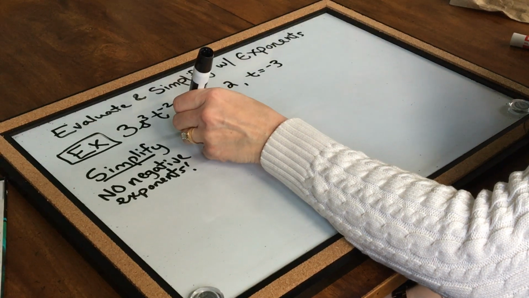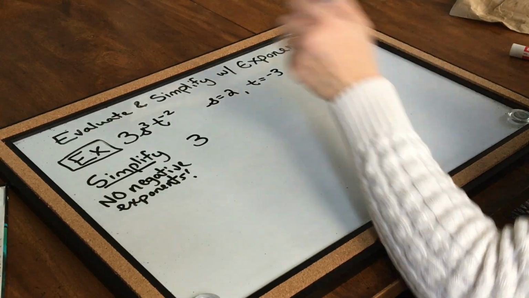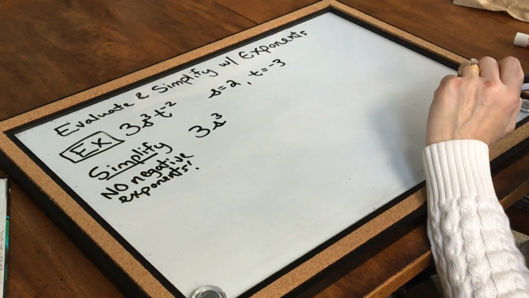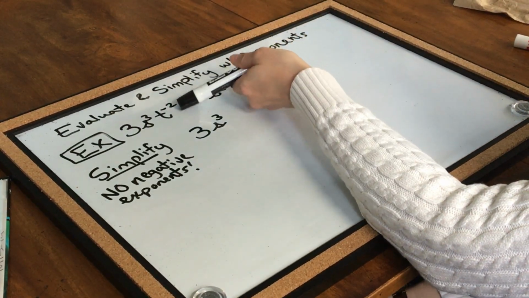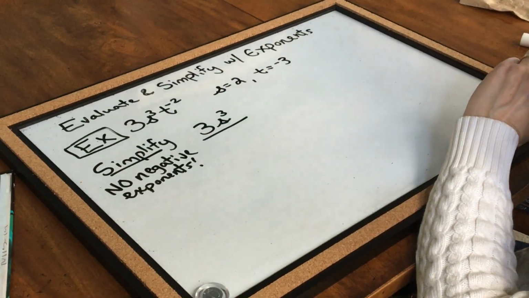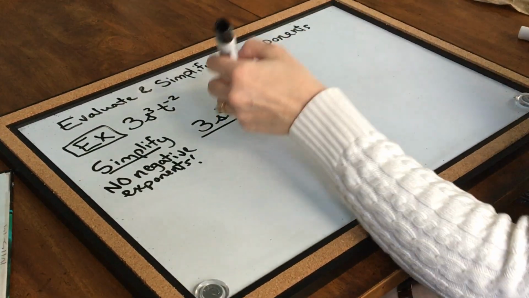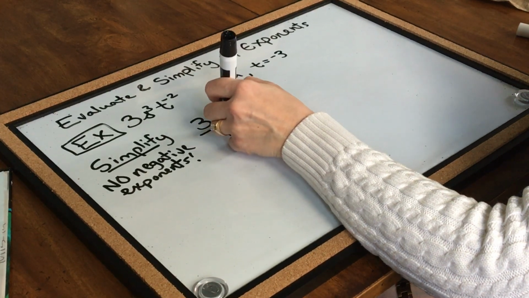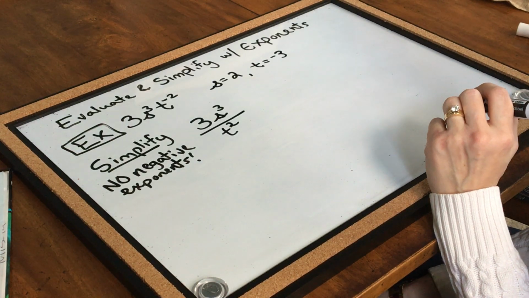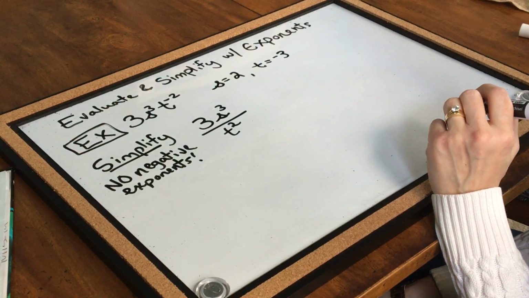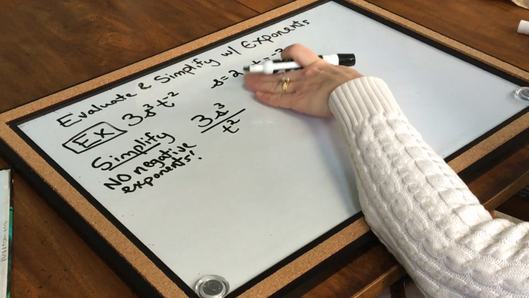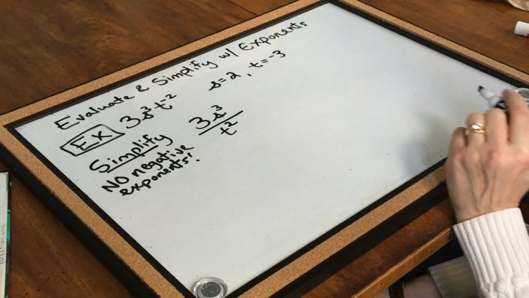My 3 is fine as it is. My s to the third, well, that's a positive exponent, so no worries. I can leave that how it is. But my t to the negative 2, that is a negative exponent. So I need to kick it to the basement. Once it goes into the basement, or the denominator, remember it becomes positive, and that's what we did from yesterday. Now I am ready to plug in my values of s and t.